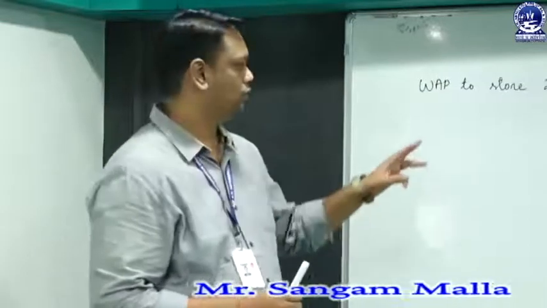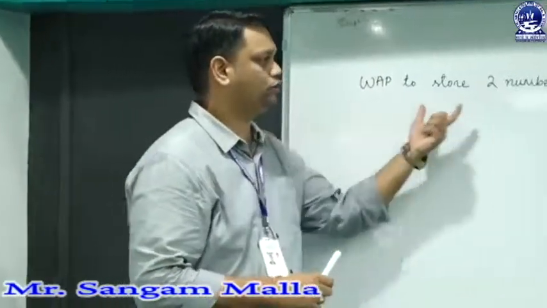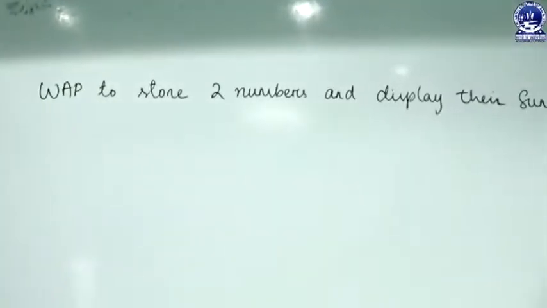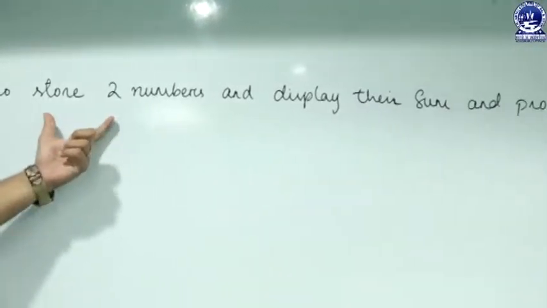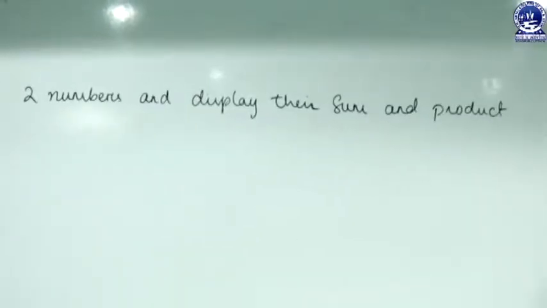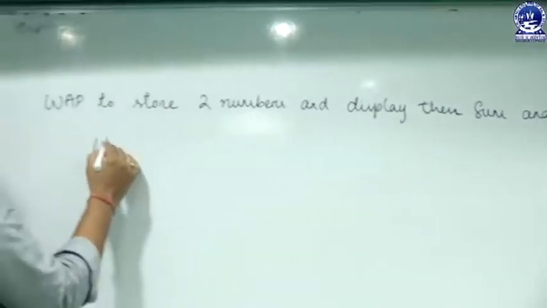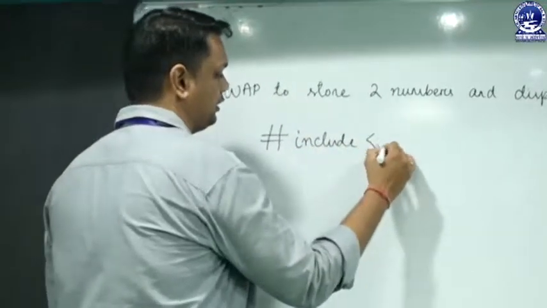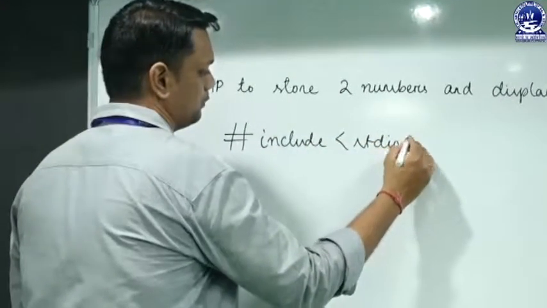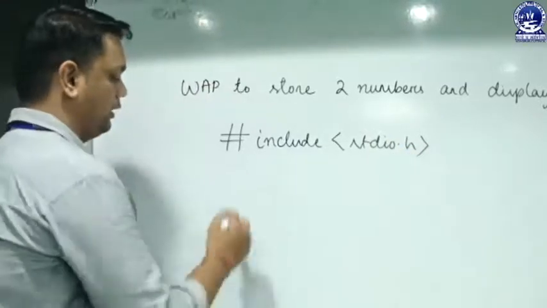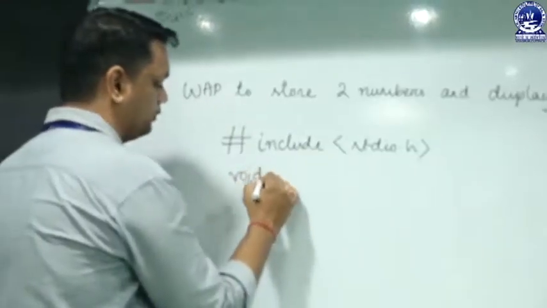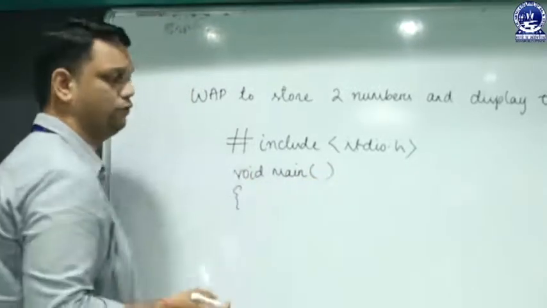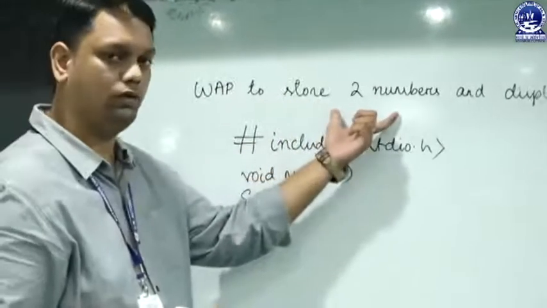Our program is: write a program to store two numbers and display their sum and product. First part is that we have to store two numbers. As per the structure of C program, we will start the program with #include <stdio.h>. Next, void main. This is the structure of C program as we have discussed before.